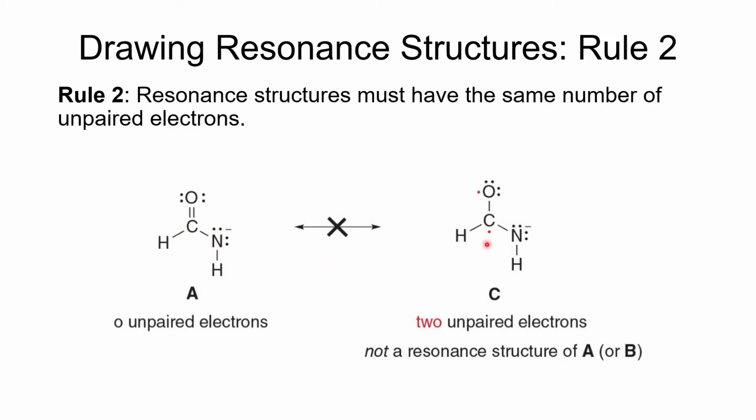It turns out that the structure on the right, structure C, is actually an excited state. If you were to hit this with just the right frequency of light, probably some ultraviolet light, it would cause the electrons to go to an excited state, and you could create this. But again, this is not going to happen in normal situations. These are not anywhere close to each other in energy. So these are, like I said, not resonance structures. If you have a different number of unpaired electrons between one and another, they are not resonance structures.